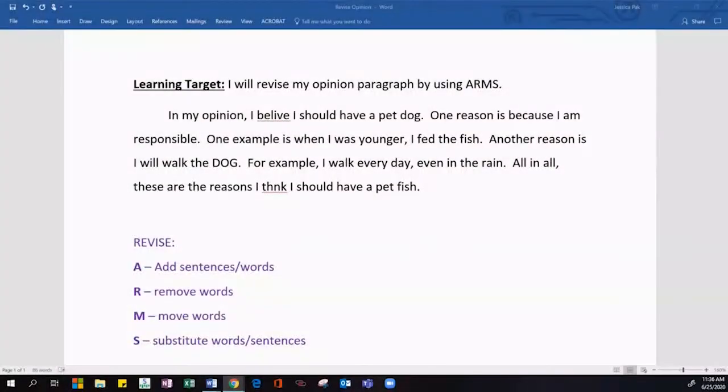Hi guys, so if you joined us the previous days, we have completed a paragraph, an opinion paragraph. I have the target right up here. I will revise my opinion paragraph by using ARMS. If you haven't heard of ARMS, it's a great acronym to help you remember how to revise something. So I have what I wrote on the graphic organizer, and now I just typed it. I think that's a little easier for me and for you to see, so you don't have to wait for me to write. So revising down here, I'm trying to make my paragraph even better now.